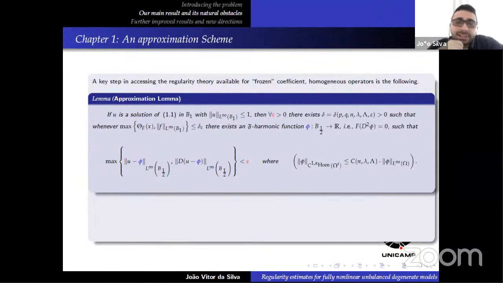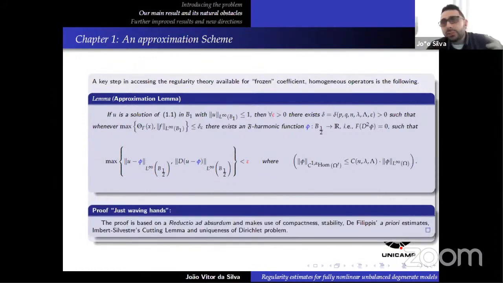Then the first step in establishing our regularity estimates is to employ an approximation regime. The approximation regime consists in approximating solutions of your problem by solutions of the homogeneous problem with constant coefficients. It says the following: give me any normalized solution, then for all ε there exists a quantity δ such that if the oscillations of the operators and the right-hand side are small enough, then we can find a good profile, good in the following sense: it has good a priori estimates, such that in the C^1 topology, solutions are close to this good profile.